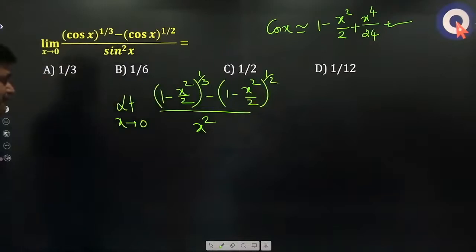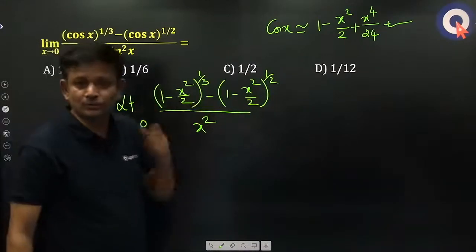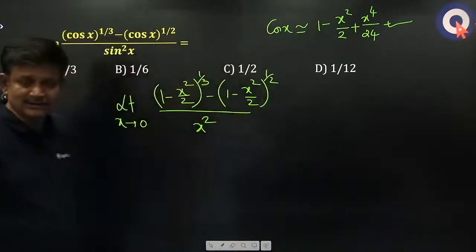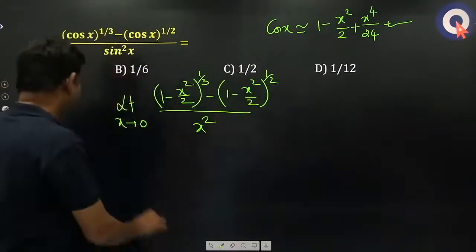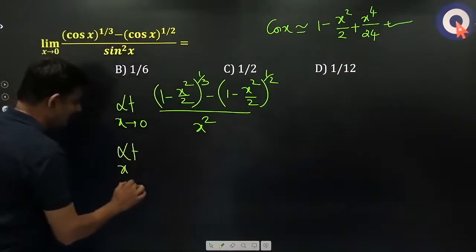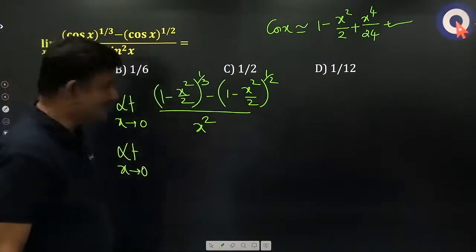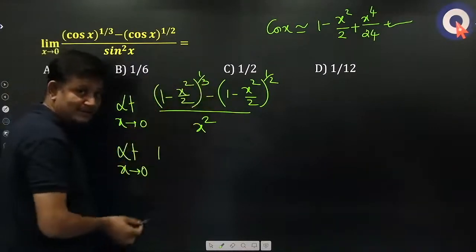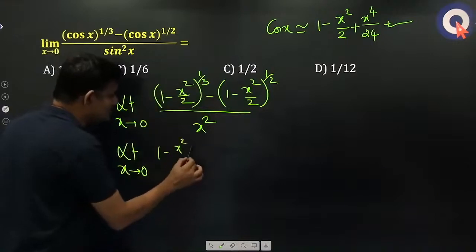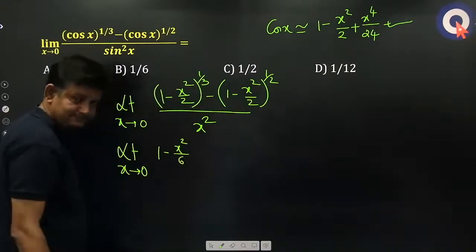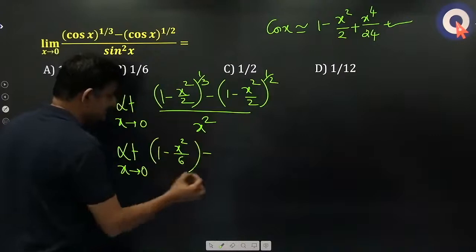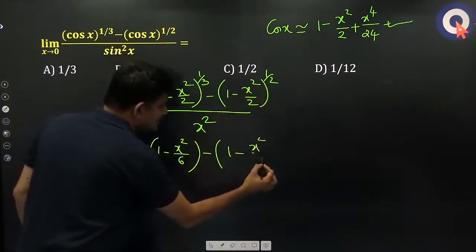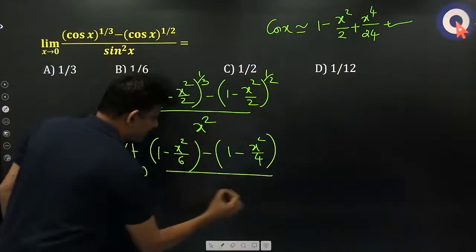This is what I can write. Now, what to do? You know your binomial approximation, 1 plus x whole power n is approximately 1 plus nx, or I am just using the binomial expansion. So, 1 plus x whole power n, n is 1 by 3 here. So, 1 minus x square by 3 into 2, which is 6, minus 1, minus 1 plus nx, is how much? X square by 4 by x square.